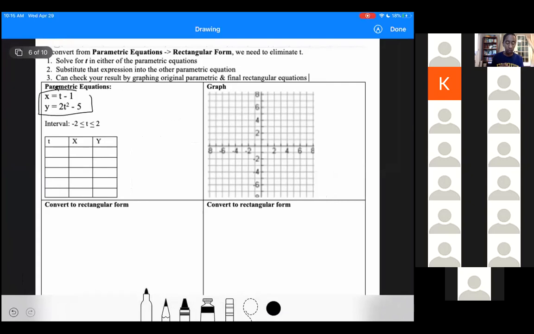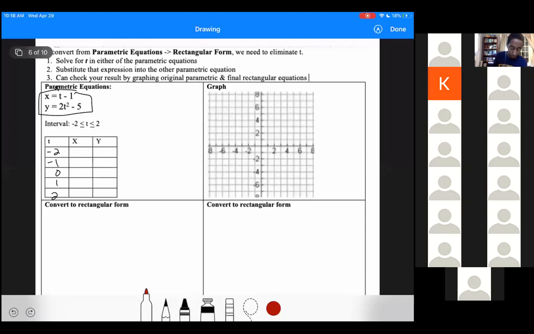So if we want to graph this and we have this interval, remember we would start with the lowest interval, start with -2, -1, 0, 1, and 2. We will plug in for x and y, find what those values are, and then graph it on here. So I'm gonna give you a minute to do that, and you can send a message in the chat when you're done with that part.